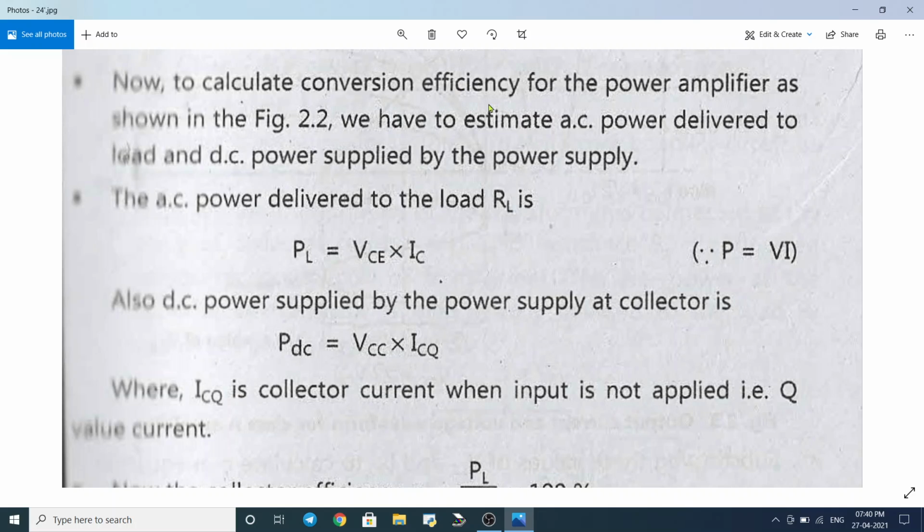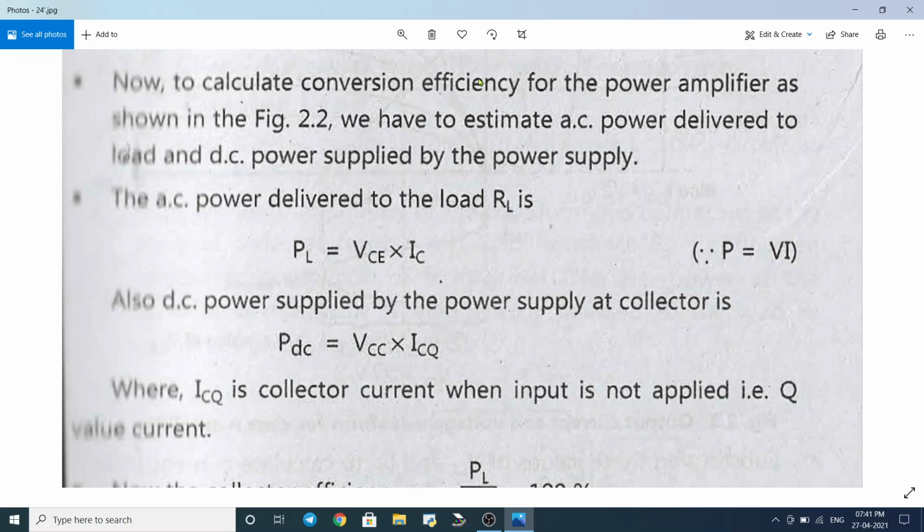All other circuit is same. We want to calculate the efficiency of this circuit. The efficiency, also called conversion efficiency or collector efficiency, is an important term in the case of power amplifiers. In small signal or voltage amplifiers, the gain is important, whereas in a power amplifier, gain is not so important because the input signal itself is a large signal. So the efficiency is more important.